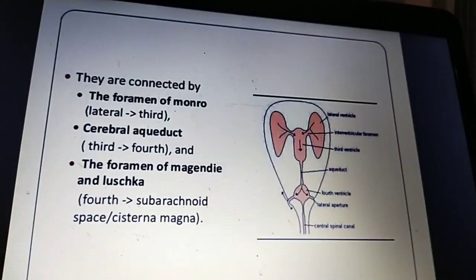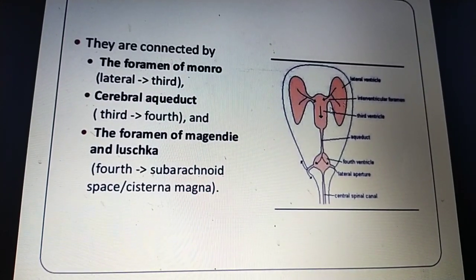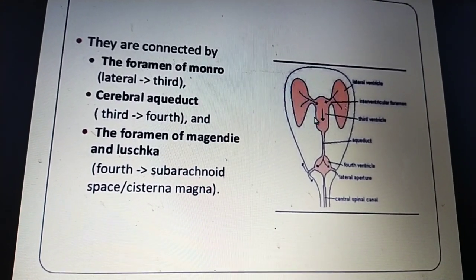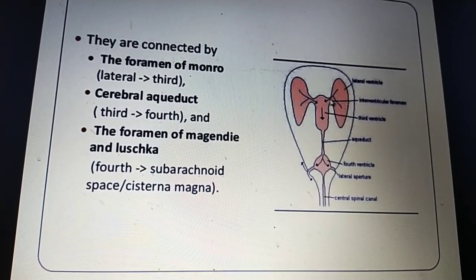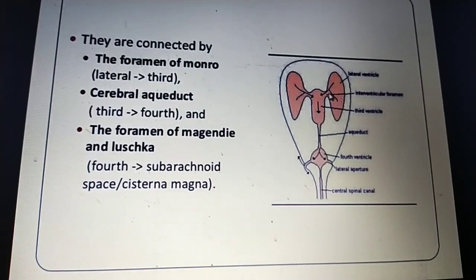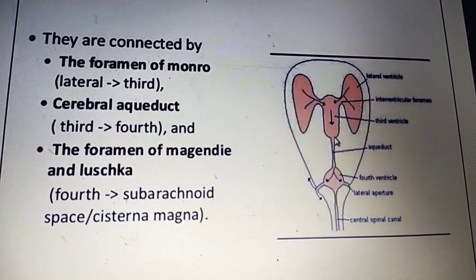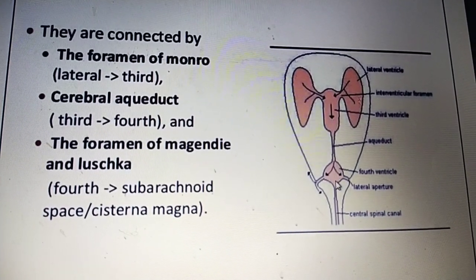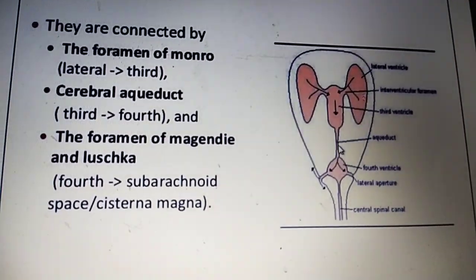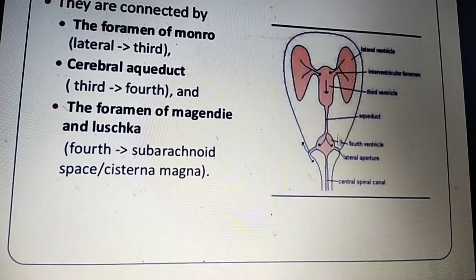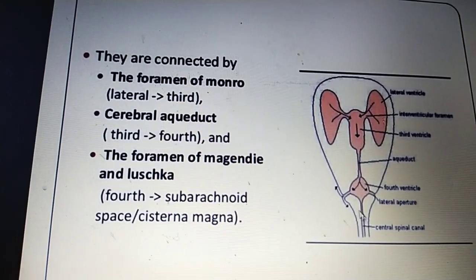They are connected, you can see here, these are the two lateral ventricles. This is connected with the third ventricle by the interventricular foramina. You can see here the interventricular foramina, and this is the third ventricle. It connects with the fourth ventricle by the cerebral aqueduct, and this fourth ventricle is continuous as the central canal in the spinal cord.